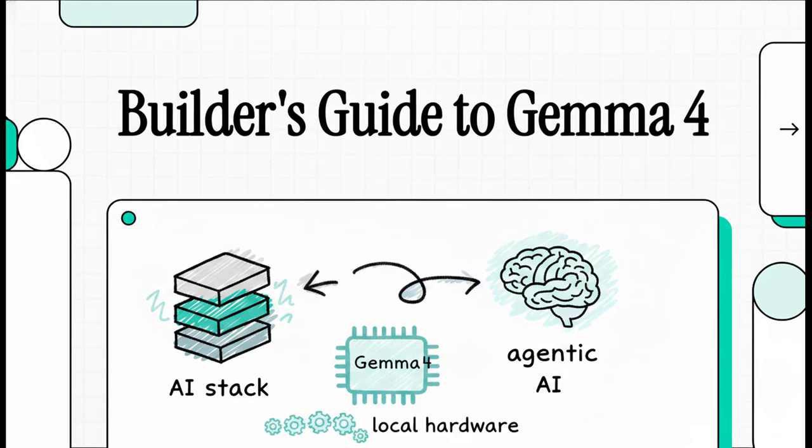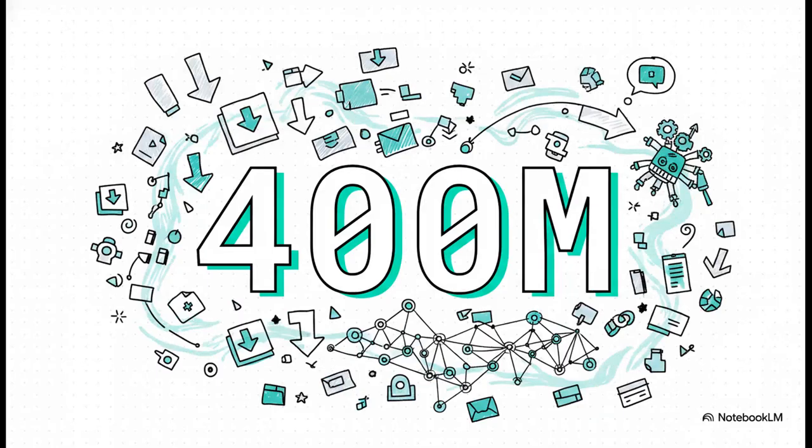Welcome to This Explainer. Today, we're diving straight into the ultimate toolkit for the modern builder, running a fully agentic AI stack right on your local hardware using Gemma 4. We're pulling from Google DeepMind's source material, community benchmarks, and hands-on developer guides to show you exactly how to wield this incredible technology. All right, let's kick things off with a truly massive number.